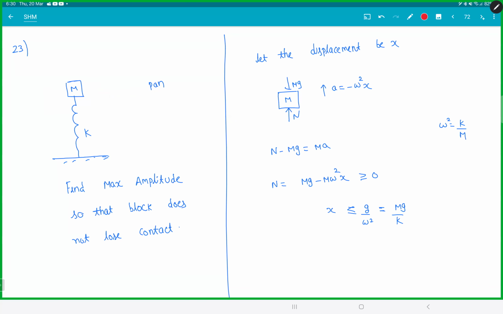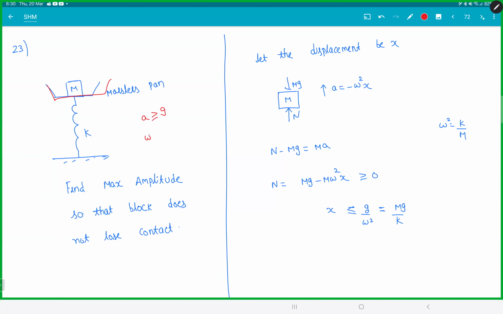Think about this. If there is no pan and there's nothing, if you leave the block, what is the acceleration of the block? g, right? Meaning no matter what you do, you can't fall faster than g. So can I argue with this statement? If the pan's acceleration becomes greater than g, the block will lose contact. If the floor goes faster than g, shouldn't the block lose contact? Because the block can't go faster than g.